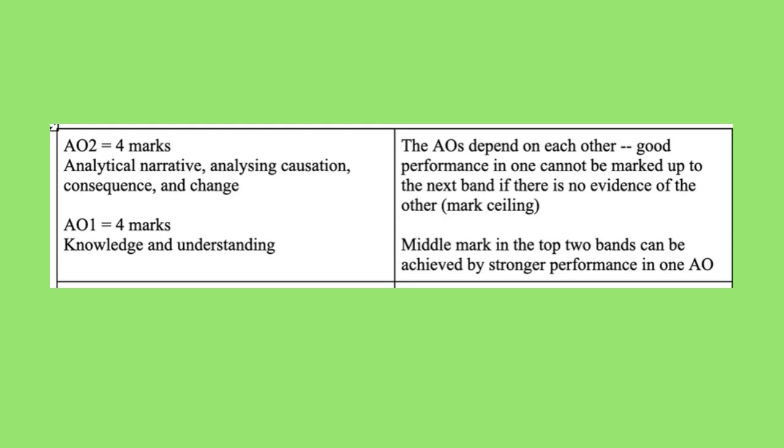Explaining the importance of each of these and how one thing led to another is really important if you want to be analytical and score highly for this question. That brings us on to AO1, which is worth the other 4 marks, and that is for your knowledge and understanding. So you can, of course, use the stimulus points, but there are some mark ceilings in this question, which means that you can't score as highly if you don't bring in your own knowledge and show that you've got a really good understanding of the topic.